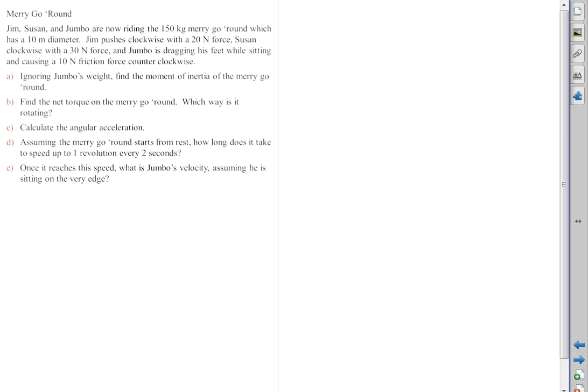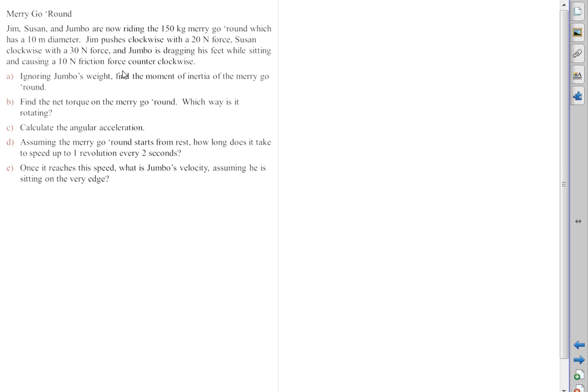Alright, so for our next problem, we have a merry-go-round problem. Jim, Susan, and Jumbo are riding the merry-go-round, and it has a 10-meter diameter. Jim is pushing clockwise with a 20 Newton force, Susan also pushing clockwise with a 30 Newton force, and Jumbo, bless his heart, is dragging his feet while sitting and causing a 10 Newton friction force counterclockwise.